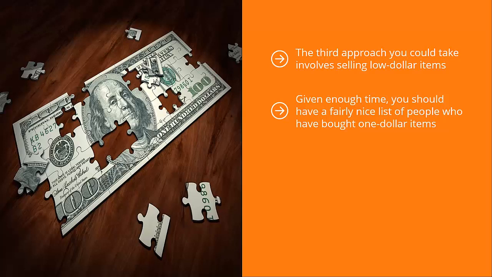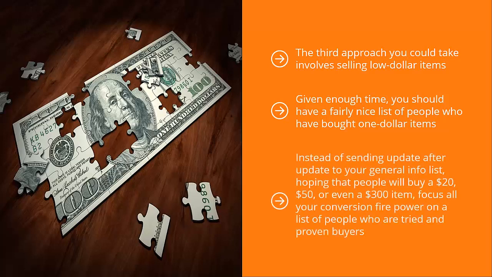You then should focus most of your time crafting high-converting updates that target your buyer's list. This maximizes your return on effort. Instead of sending update after update to your general info list, hoping that people will buy a $20, $50, or even a $300 item, focus all your conversion firepower on a list of people who are tried and proven buyers. This saves you a lot of time and effort.